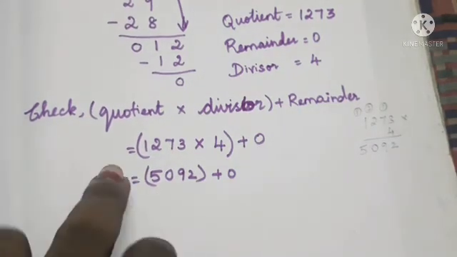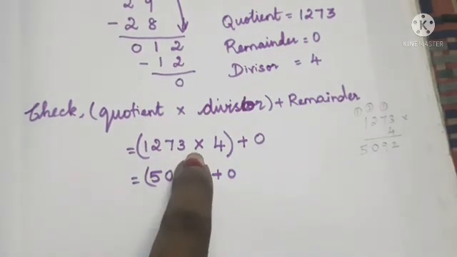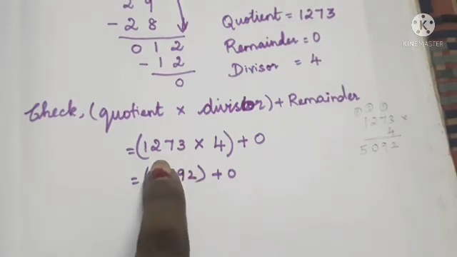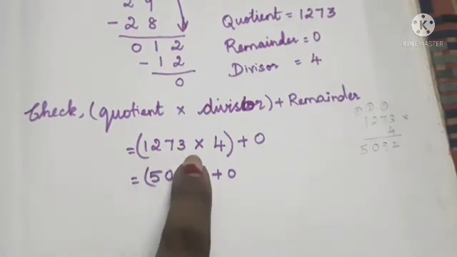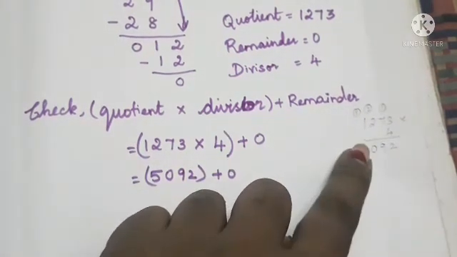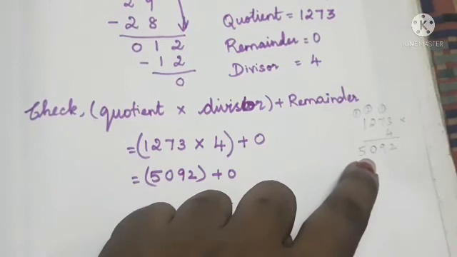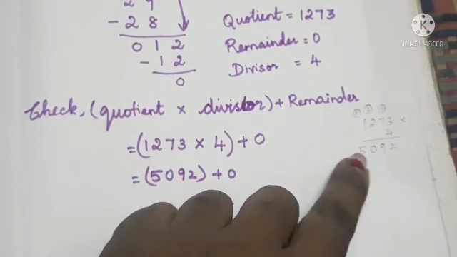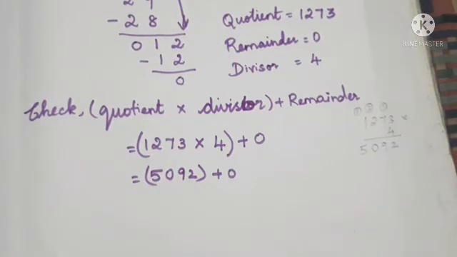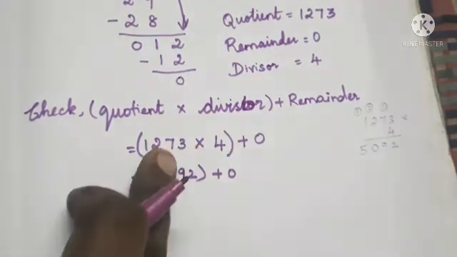Next we have to multiply these two values. Okay, inside the bracket we have to do it first. So what is inside the bracket? In the bracket we have 1273 multiplied by 4. So we have to do the multiplication. Now we got the answer as 5092. Okay, so that value you want to write. This is the value we got when you multiply these two values.